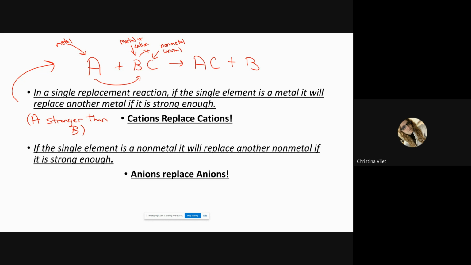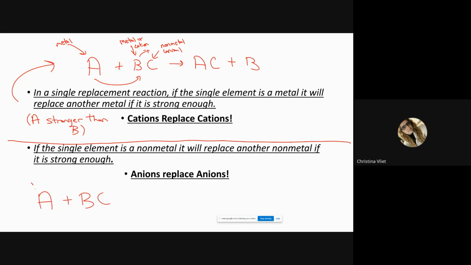The second scenario, which we'll see more towards the end of class today, is if A is a non-metal. So what if A is a non-metal? Then which of the elements in the ionic compound would A be replacing if it is strong enough to? B or C? Ionic compounds are always written one way. It has to switch with another non-metal.